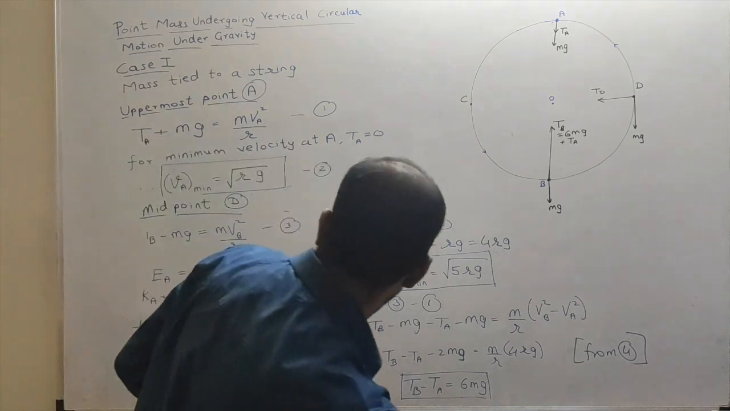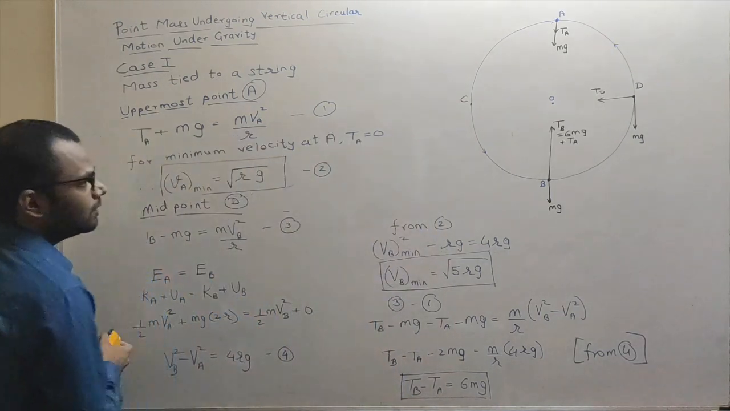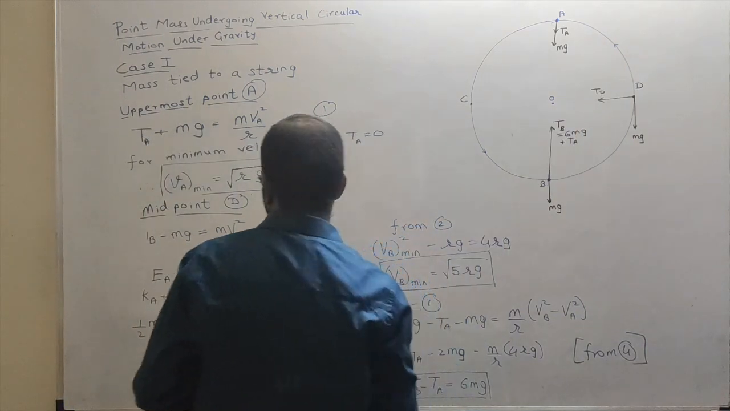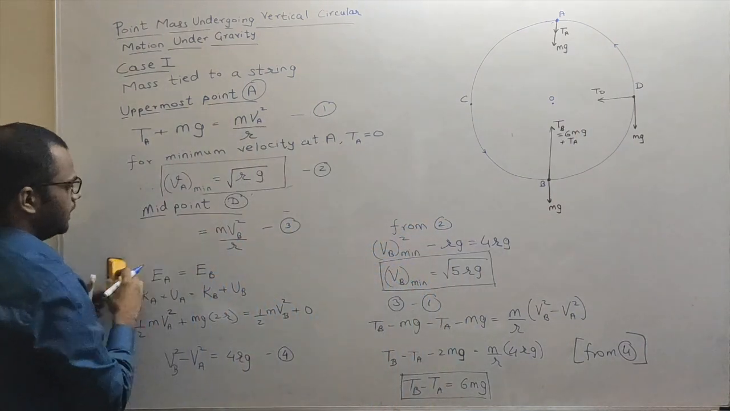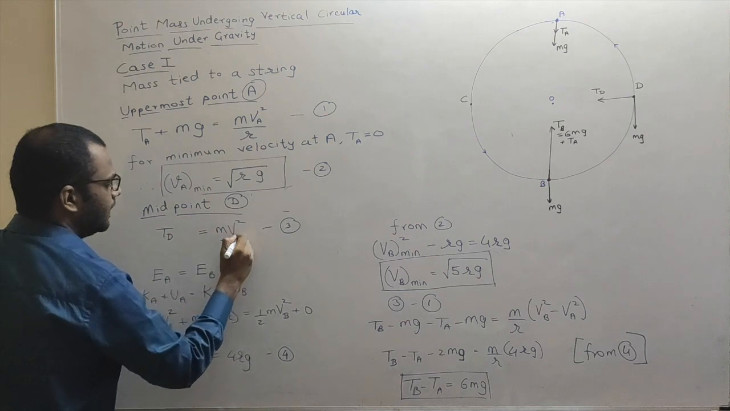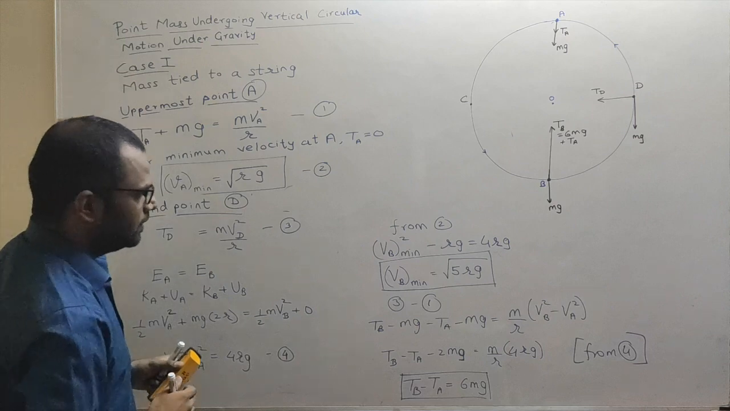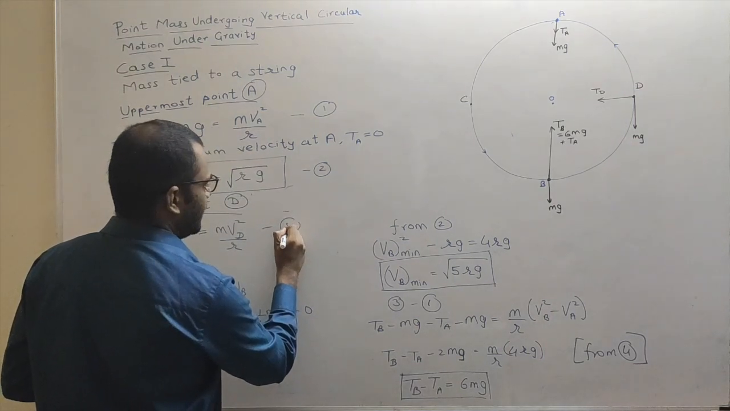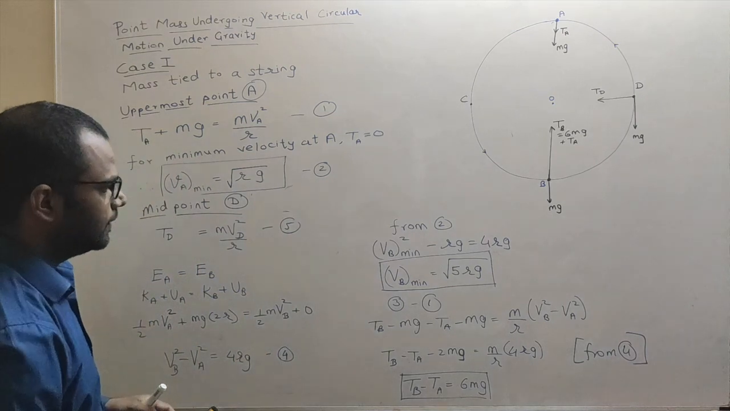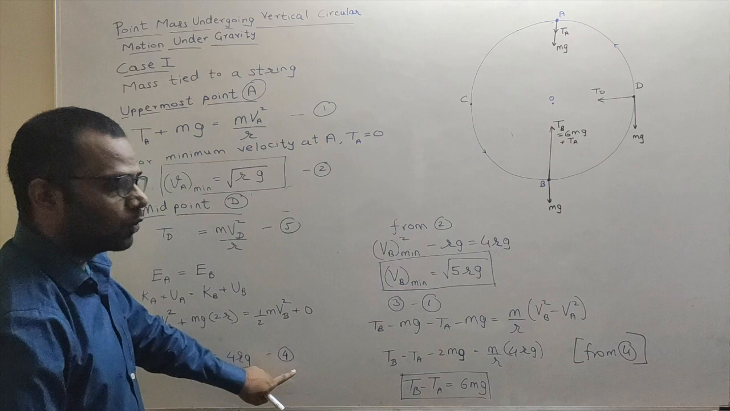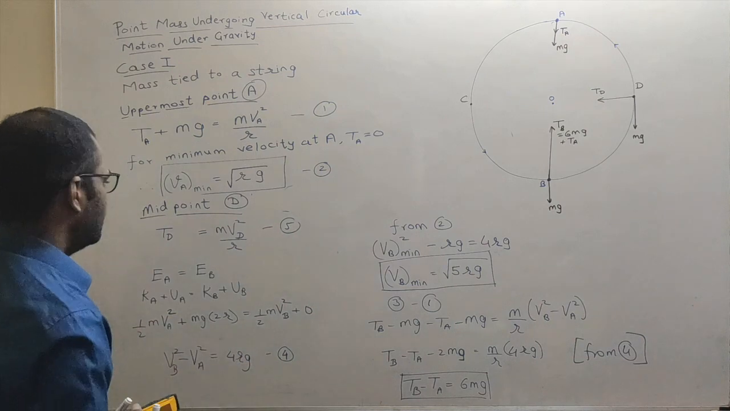Okay. Now over here, what should I write now? It should be TD. That will be mvd square by r. So TD will be equal to mv d square by r. Okay, let us say this is equation number 5. Fine. We used the equations till 4, right? So let us say this is equation 5.